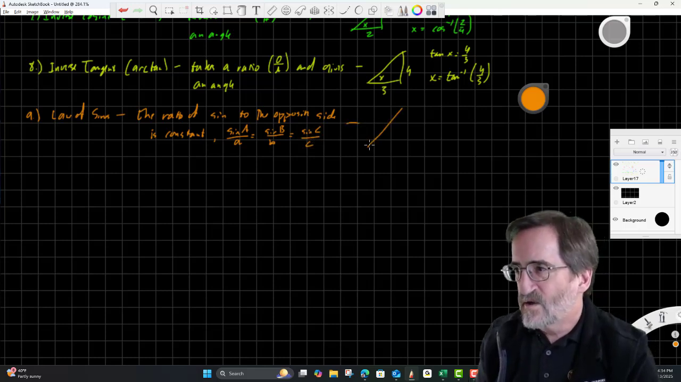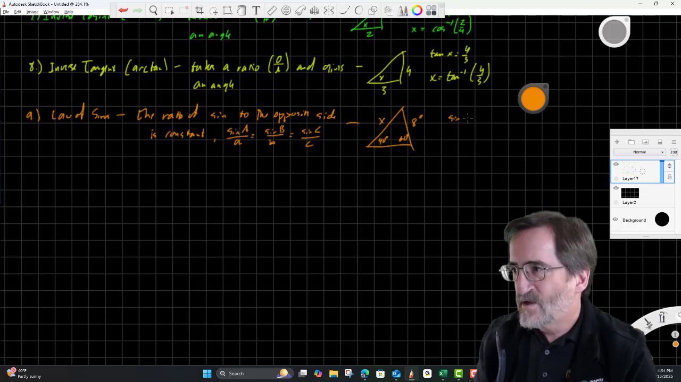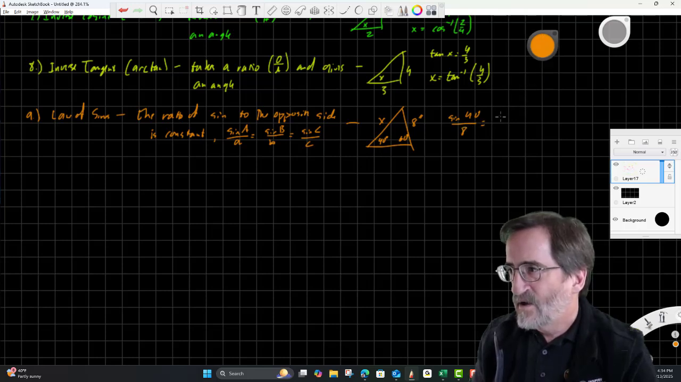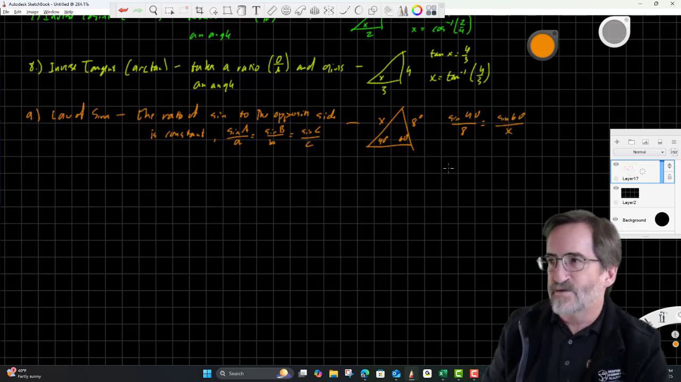Give you a case of angle side. If I know this is 40 degrees and I know this is 60 degrees and I know this side is 8 inches, and I want to know this side is x, I would say sine of 40 is to 8 as sine of 60 is to x, and I can solve that for x.